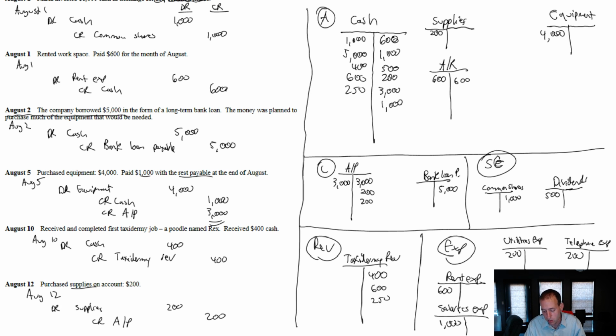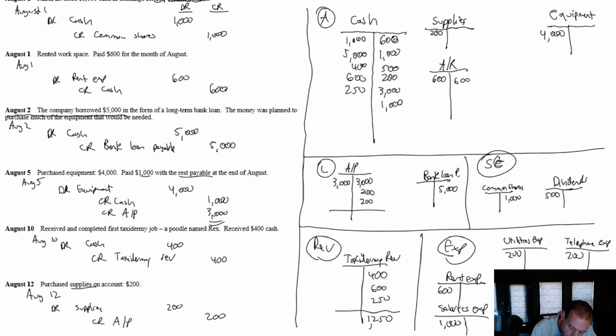So for example, all of these expenses are already totaled. Telephone expense, $200, utilities expense, $200, rent expense, and salaries expense. And we don't need to do anything. I don't need to total and say, oh, it's $200 plus 0 is $200. No, they're done. Taxidermy revenue, I have 3 credits, $400, $600, and $250. If I add that up, I get $1,250. Since they're all credits, I just total on whatever side they were on. Dividends are fine, common shares fine, bank loan is fine.